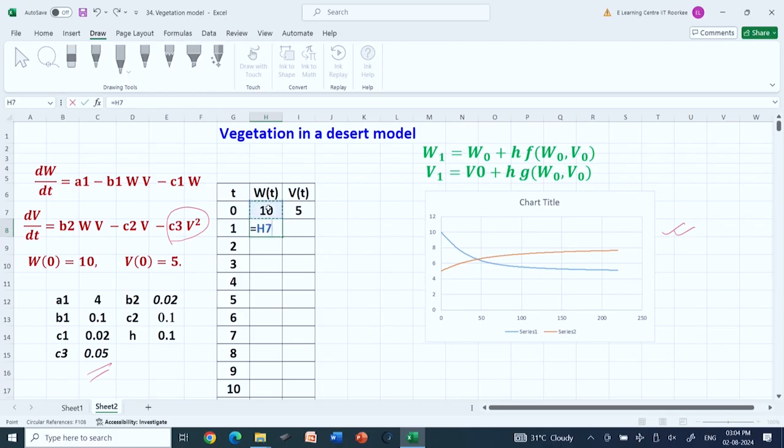So, this is equal to the initial value plus H, which is a constant, multiplied by A1, again a constant, minus B1, again a constant, so I put the dollar, multiplied by W, multiplied by V, minus C1, again a constant, times W.